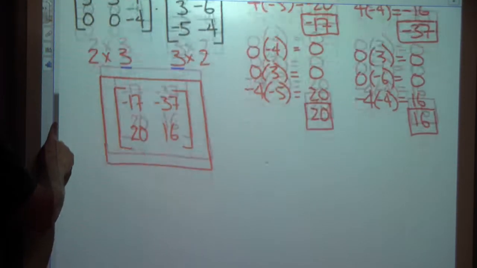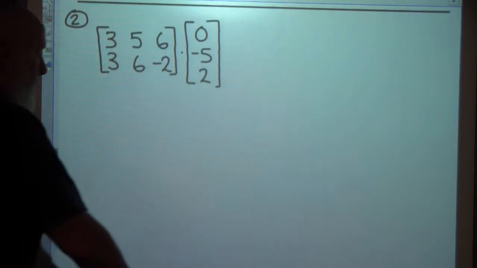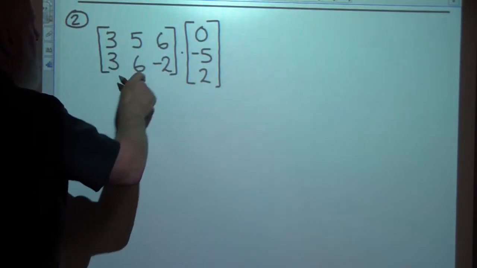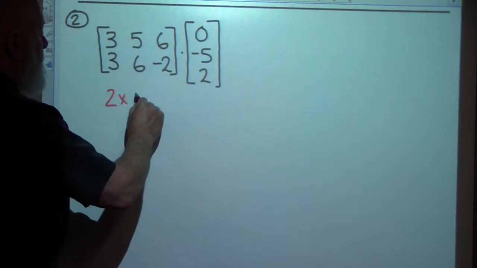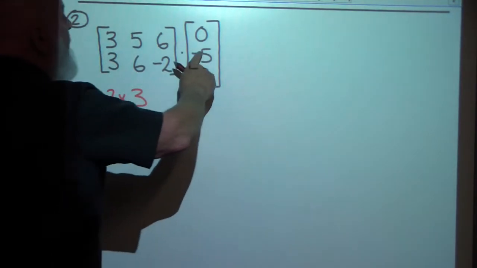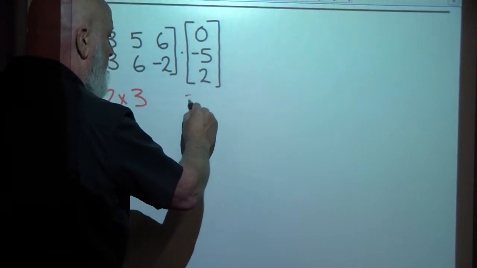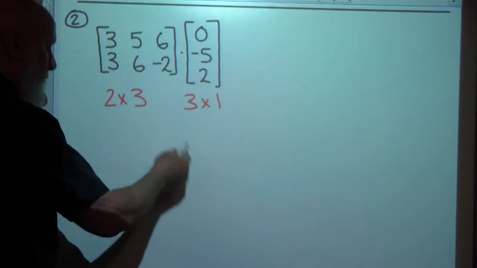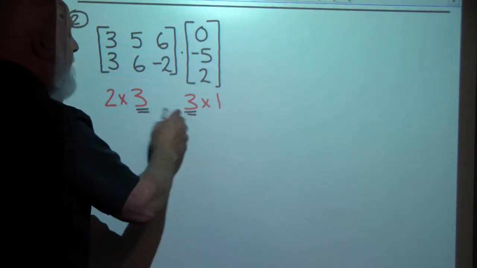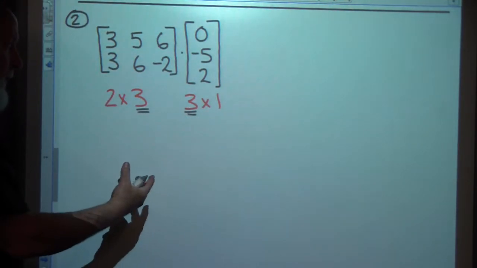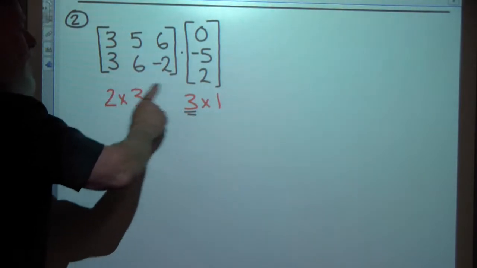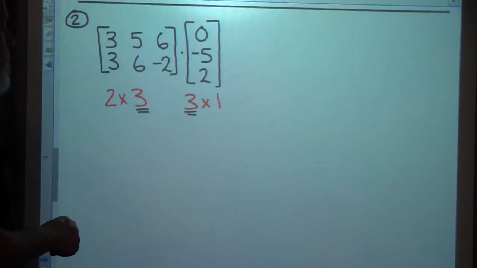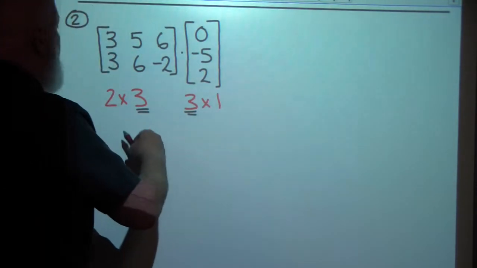Let's run through another one real quick. Okay, I'm going to state my dimensions. Rows by columns, I have 2 rows by 3 columns. And here I have 3 rows and 1 column. So I'm seeing that I can multiply these together. If these two are the same, then I can multiply them together. And I'm expecting my answer to be a 2 by 1. 2 rows, 1 column. So I'm just going to want 1 column. Let's see how that works.